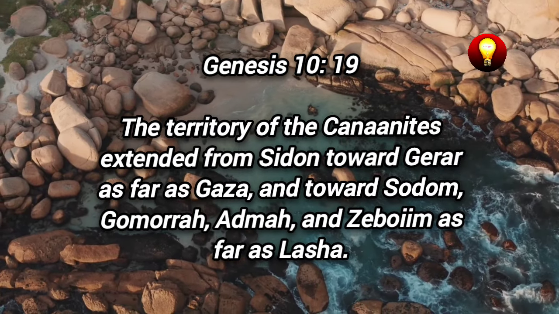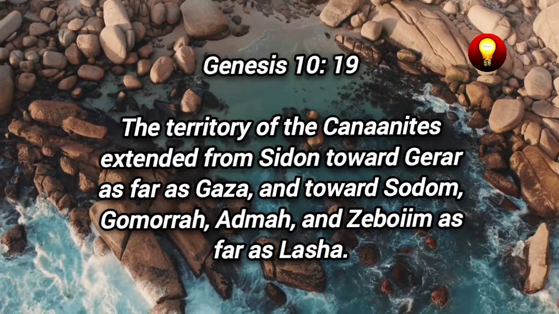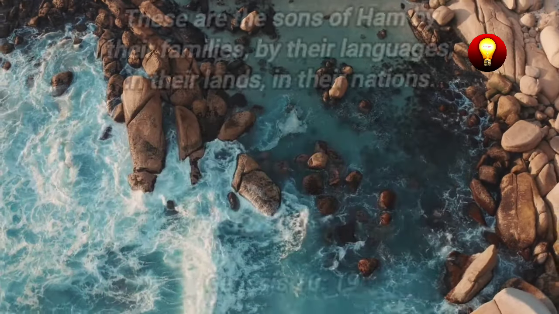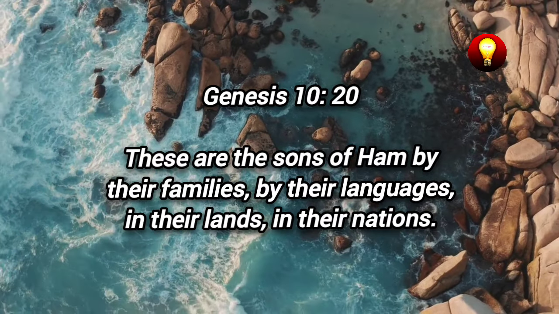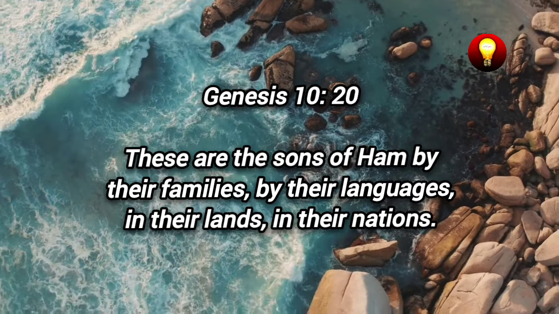And the territory of the Canaanites was from Sidon, as far as Gerar, and as far as Gaza, and as far as Sodom, Gomorrah, Admah, and Zeboim, and as far as Lasha. These are the sons of Ham according to their families, by their languages, in their lands, in their nations.